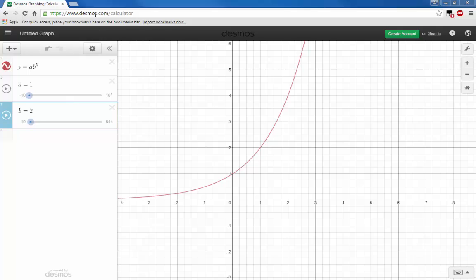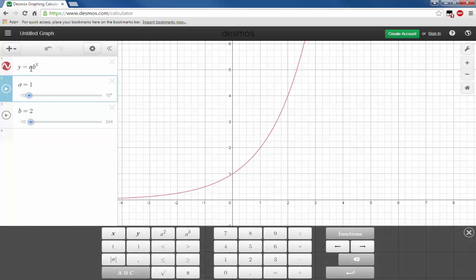Hi, today we're at desmos.com/calculator and I'm looking at the exponential function formula. And today we're going to look at what happens when the value of a gets very large.